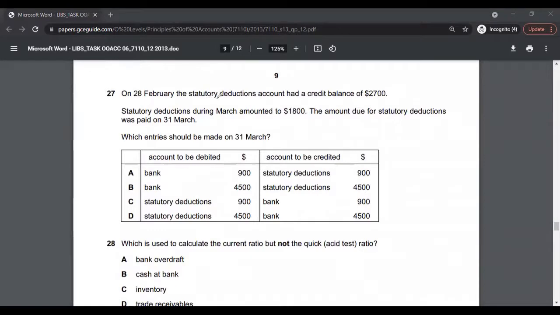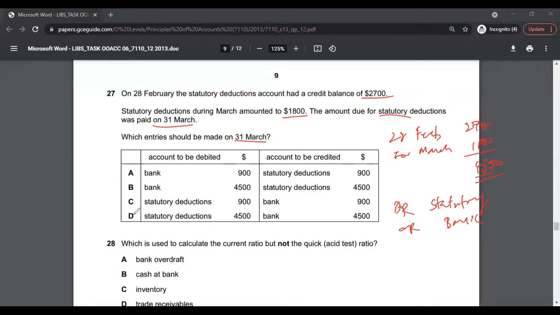Multiple choice 27. On 28th February, the statutory deductions account had a credit balance of 2,700. Statutory deductions during March amounted to $1,800. The amount due for statutory deductions was paid on 31st March. Which entries should be made on 31st March? So on 28th Feb, the company has a balance of 2,700. And then for March, there's an extra amount of 1,800. That makes it 4,500. Now we have paid this, so it would be debit statutory deductions, and then credit the bank.